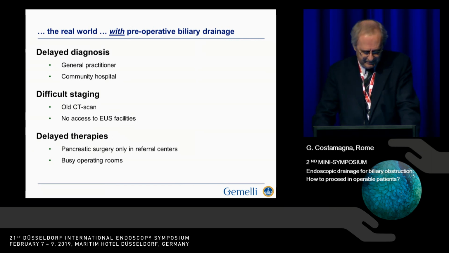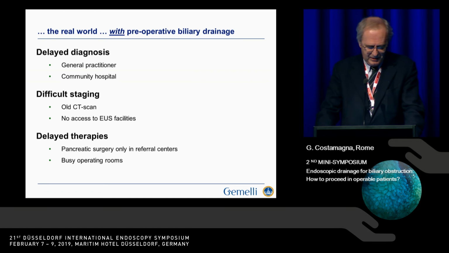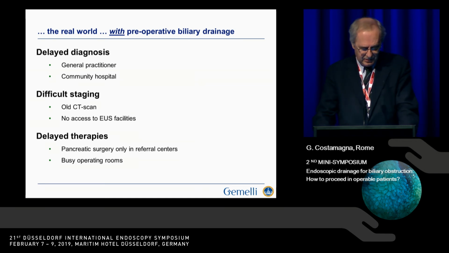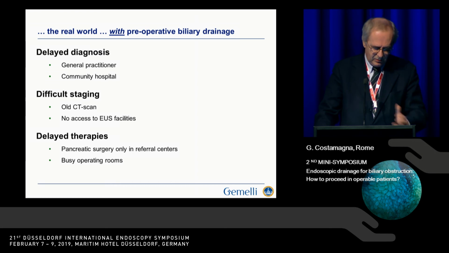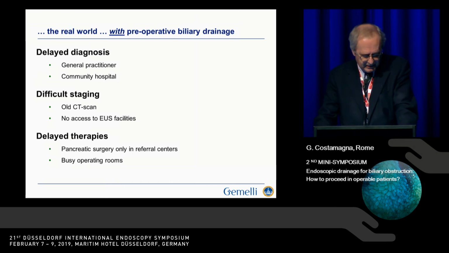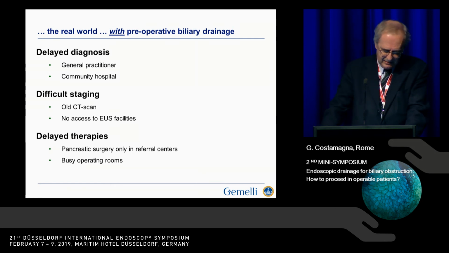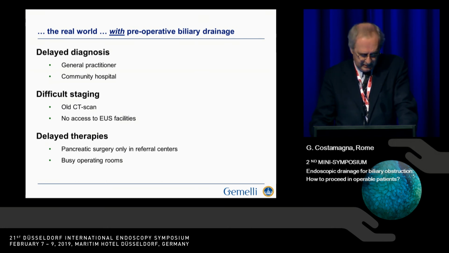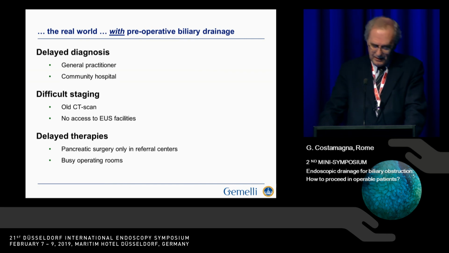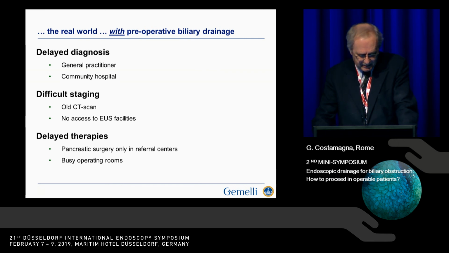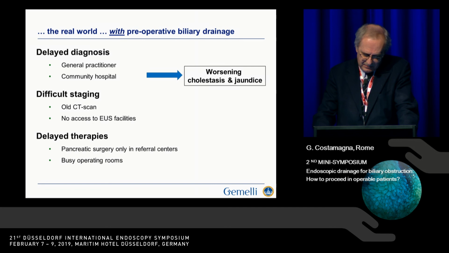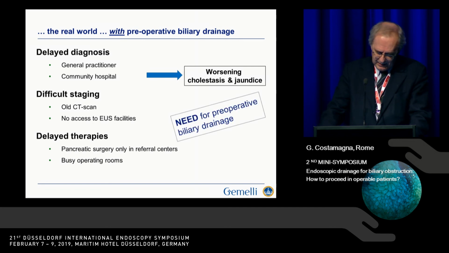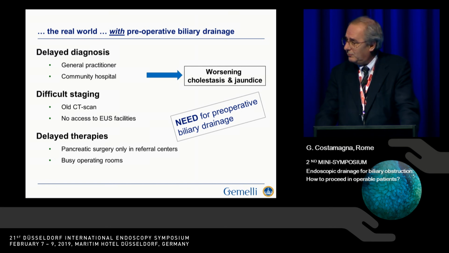In the real world, with preoperative biliary drainage, there is very often a delayed diagnosis at the community hospital or with a general practitioner. There is a difficult staging. Not all the CT scan machines are good enough today. There's no access or difficult access to EUS facilities, and there are delayed therapies because pancreatic surgery is usually done only in referral centers, and the operating rooms are very busy. And this makes worsening of cholestasis and jaundice and will require a preoperative biliary drainage in this case.